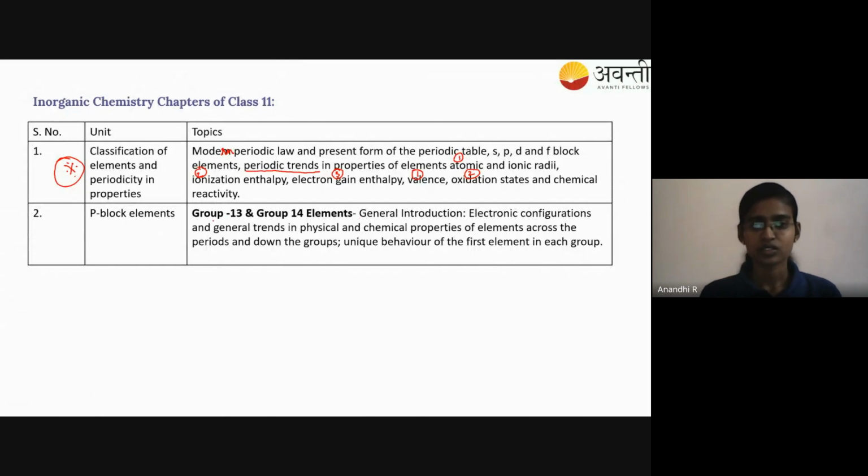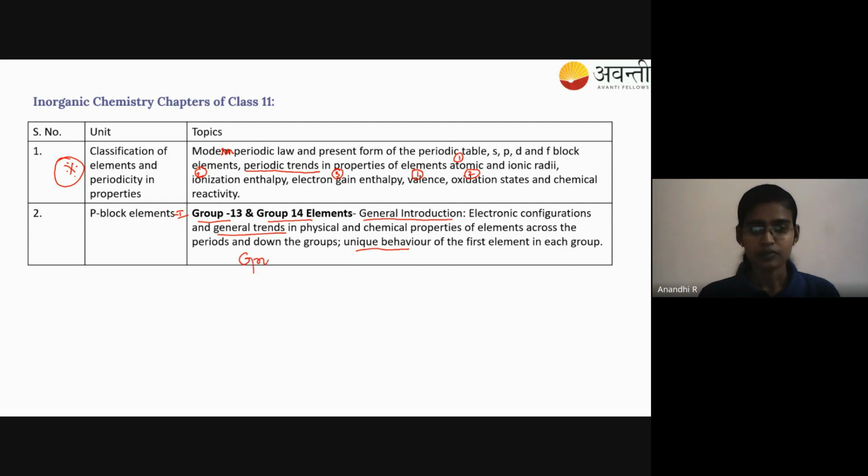Okay. So in 11th class, group 13 and group 14 will be there. And in the old book, you can see this lesson under the topic P block elements 1. Okay, group 13 and group 14 would be discussed there. And in that you can see only general introduction, general trends, and unique behavior of the first element. Only these three topics are included.